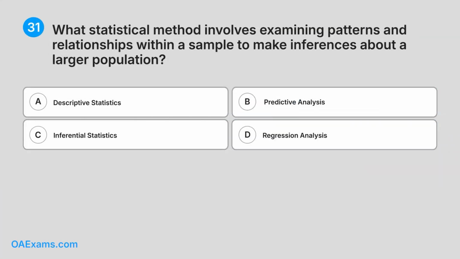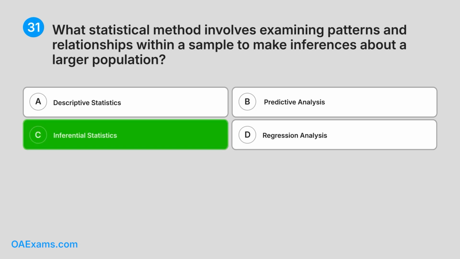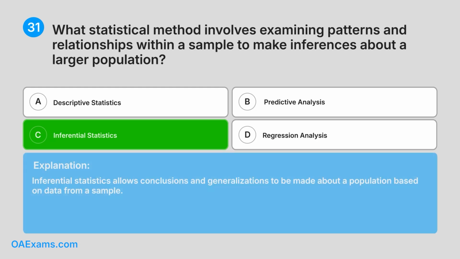31. What statistical method involves examining patterns and relationships within a sample to make inferences about a larger population? A. Descriptive statistics. B. Predictive analysis. C. Inferential statistics. D. Regression analysis. Can you guess the answer? Correct answer: C. Inferential statistics. Explanation: Inferential statistics allows conclusions and generalizations to be made about a population based on data from a sample.